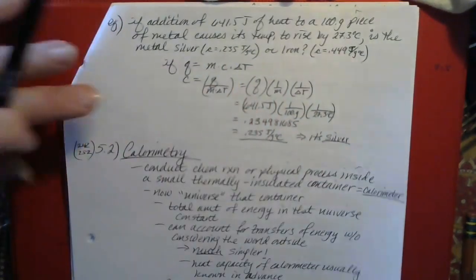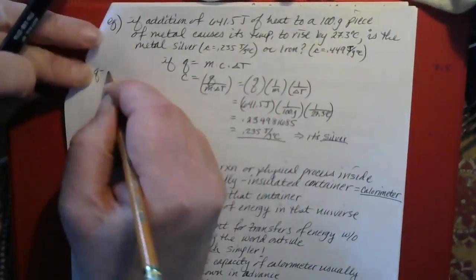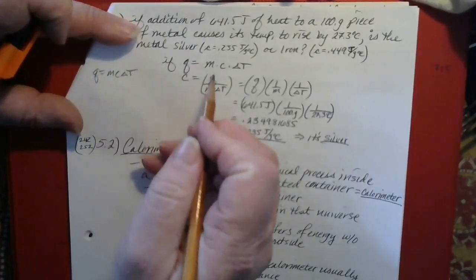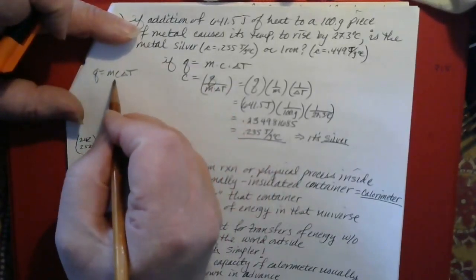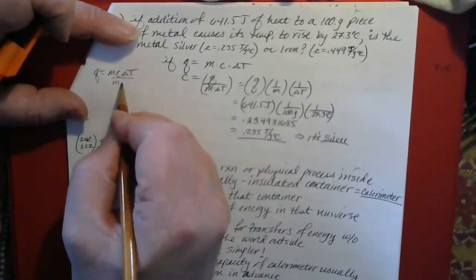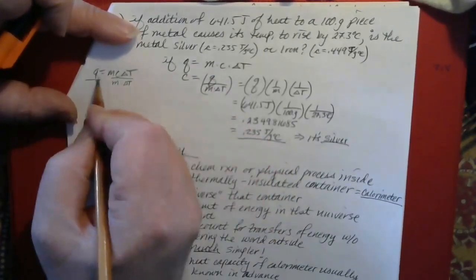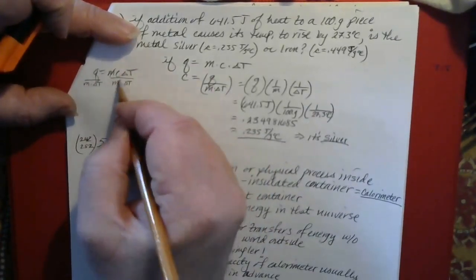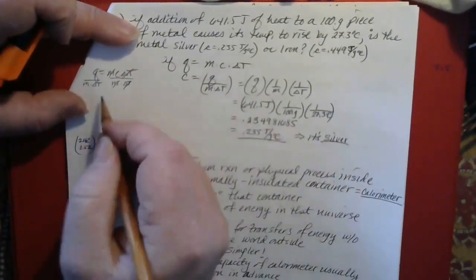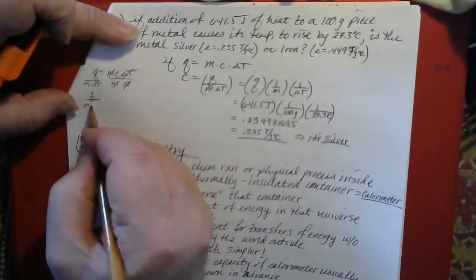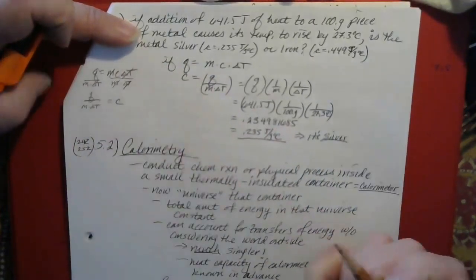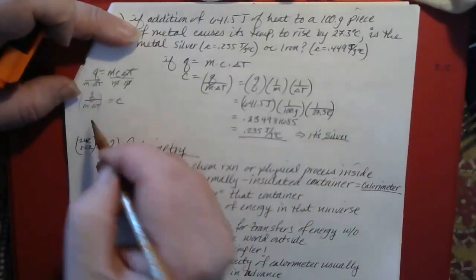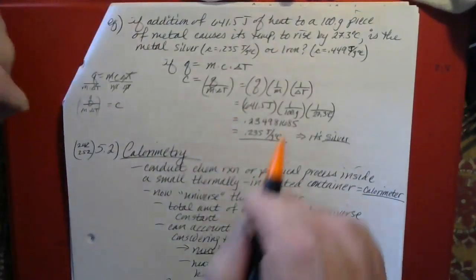So Q is equal to MC delta T. That, hopefully, we know by now. If you want to find C, that means you have to divide the right-hand side by M and delta T, and you have to do the same thing to the left-hand side to keep it equal. M and delta T will then cancel out on the right-hand side, and so you have Q over M times delta T is equal to C. And that's what we get here. C is equal to Q over M delta T.